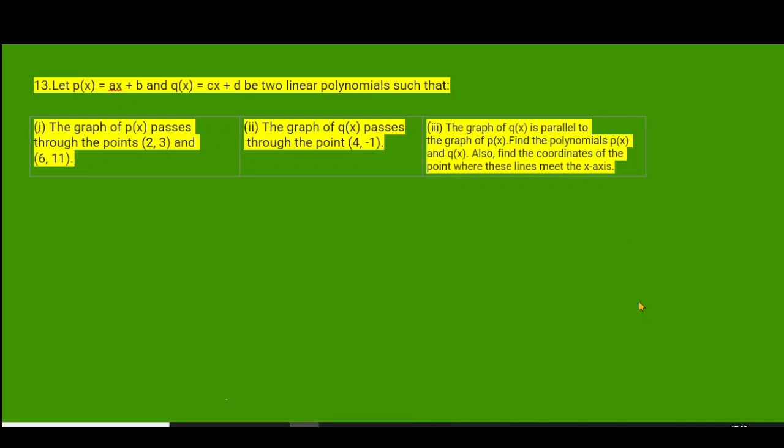Look at the next question. It's given P of x is ax plus b and Q of x is cx plus d, two linear polynomials such that the graph of P of x passes through the points (2, 3) and (6, 11). Second, the graph of Q of x passes through the point (4, minus 1). Third, the graph of Q of x is parallel to P of x. Find the polynomials P of x and Q of x. Also find the coordinates of the point where these lines meet the x-axis.